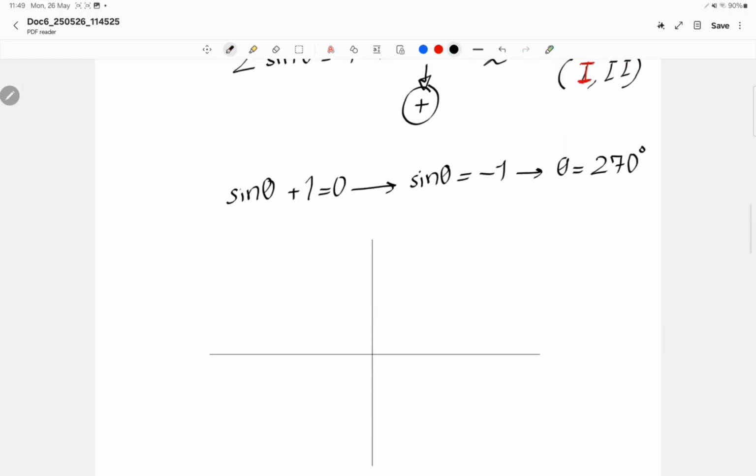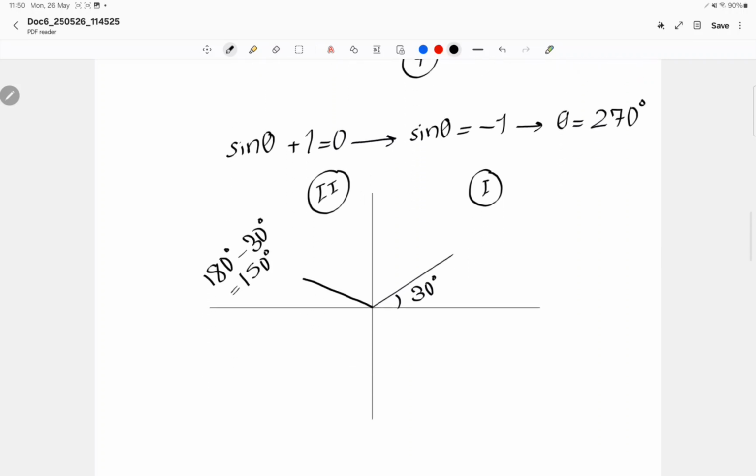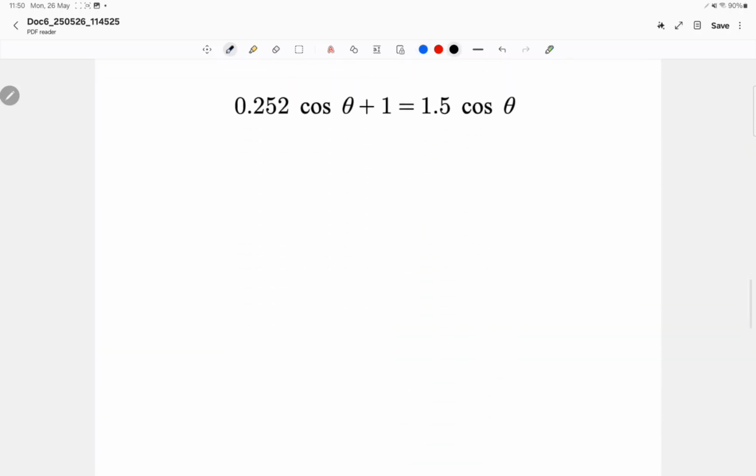So the first angle is going to be 30 in the first quadrant. For the second quadrant where the sign is also positive, it's going to be 180 minus 30, which means 150 degrees. And we're also going to be having a 270 degrees. So we're going to basically have 3 angles, 30, 150, and 270. Let's continue with the next problem.